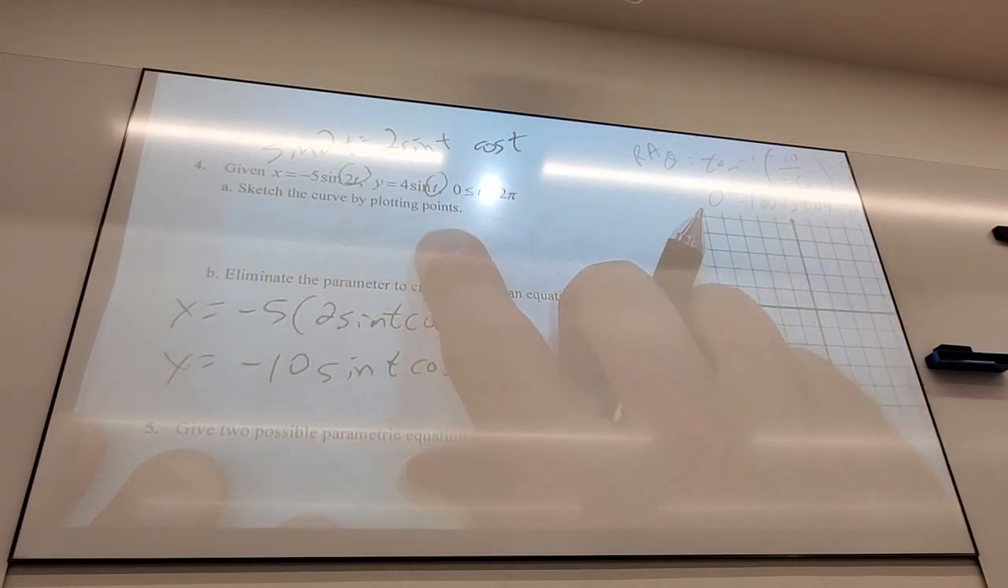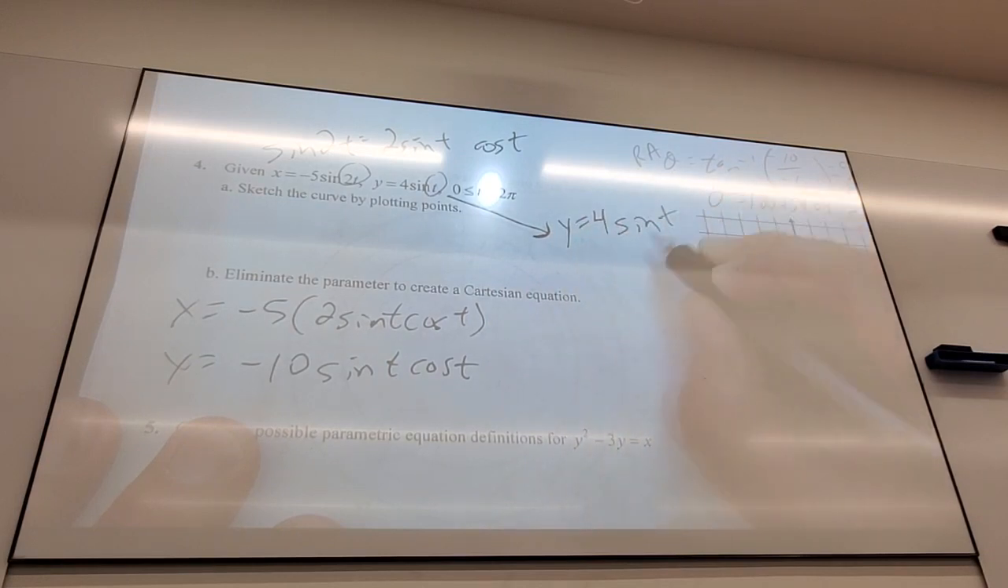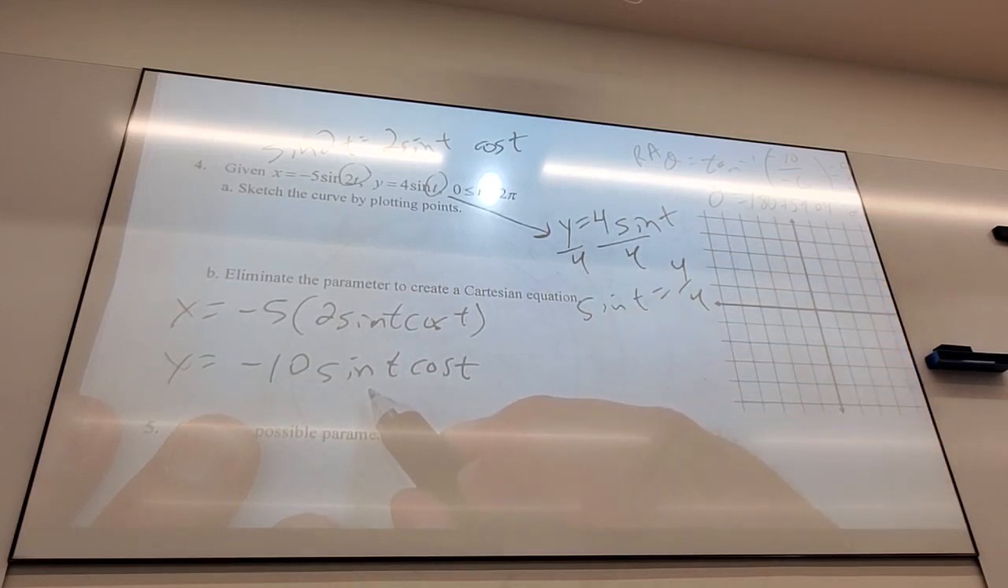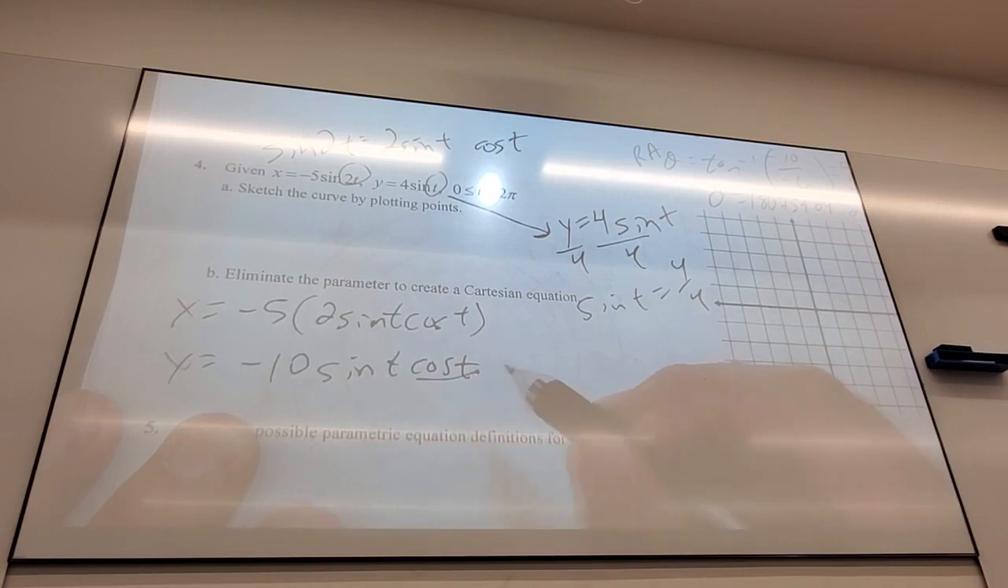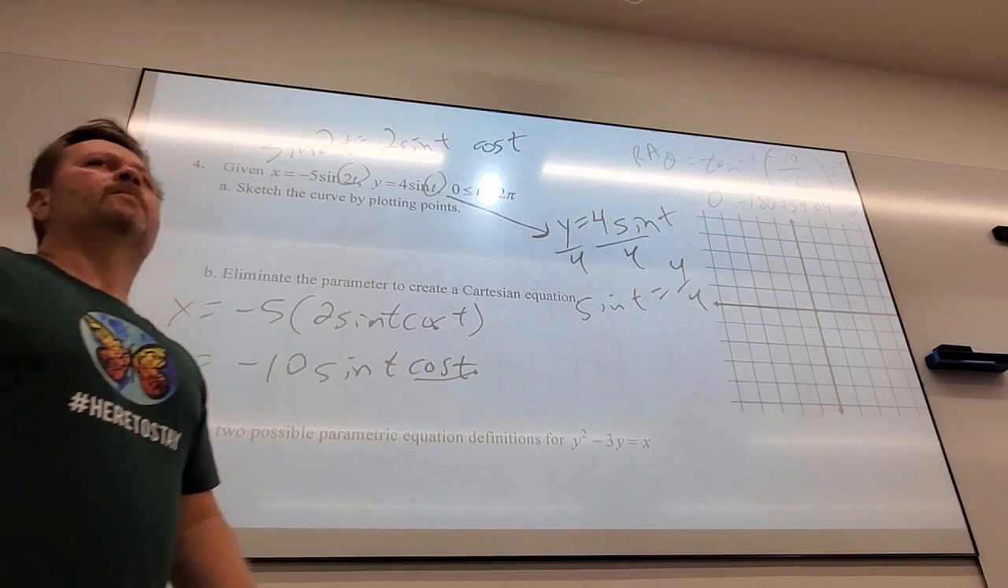You can find sine t by moving it over. So if I divide by 4, do I know what sine t is? So I can put that here, yes? What does this need from me? The cosine t?